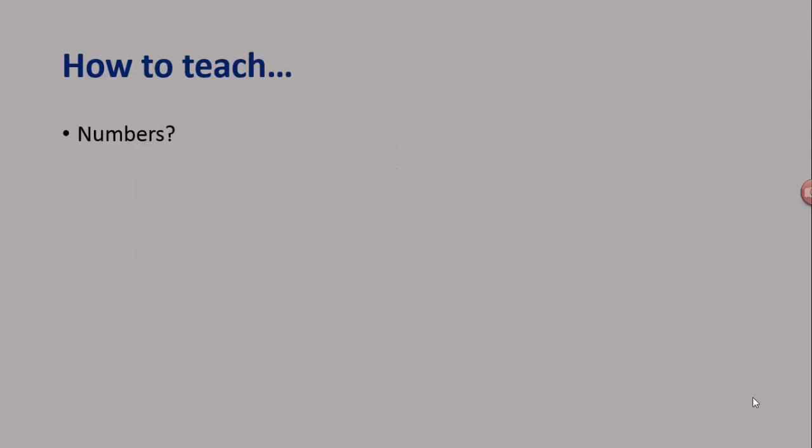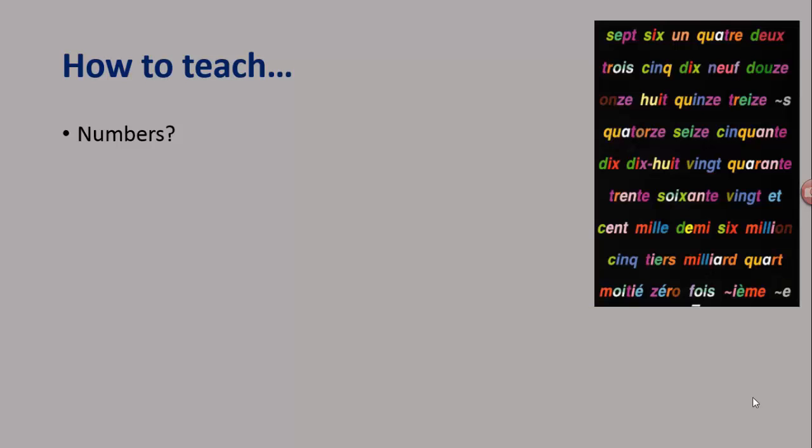How to teach numbers, for instance. Numbers are mostly arbitrary. It depends on which language we're talking about. If we look at the French language here, we have this chart, which is the Silent Way chart for the numbers. As you can see, we don't have all the numbers written here, but only the ones that are required to learn the numeral system in French. When we know all these words, we can count up to billions.